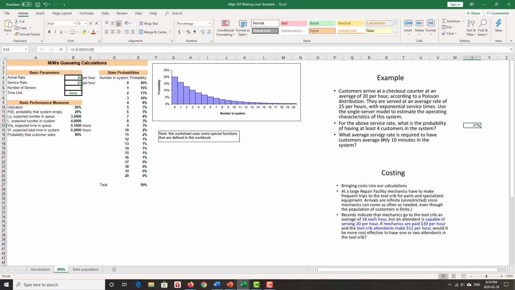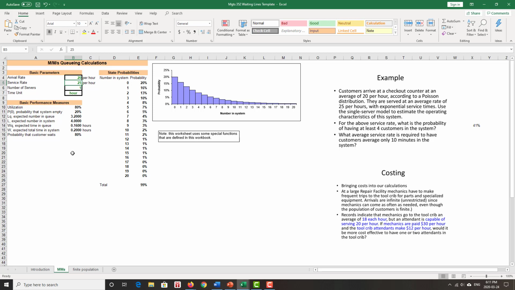Next thing, what is the average service rate required to have customers average only 10 minutes in the system? Okay, so average service rate. So we're looking for this number here, and we're targeting the waiting time to be 10 minutes. Now, we could do this a couple of ways. Since it's a one server system, we could solve for W, right? Because the service rate required to have customers average only 10 minutes in the system. The system just means old fashioned W. Right? We could easily set W, use the formulas, and find out what the appropriate mu would be. Okay, so asking us for a service rate.